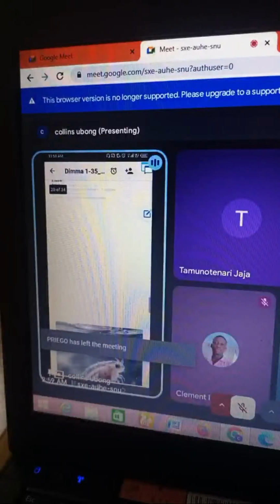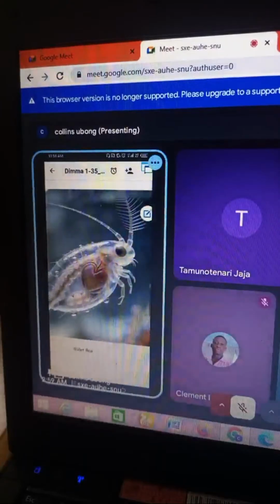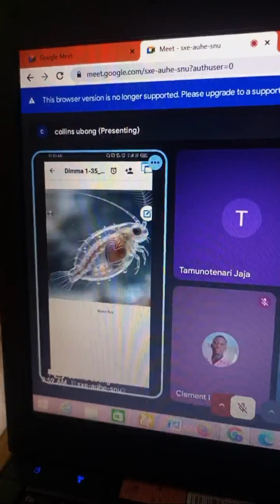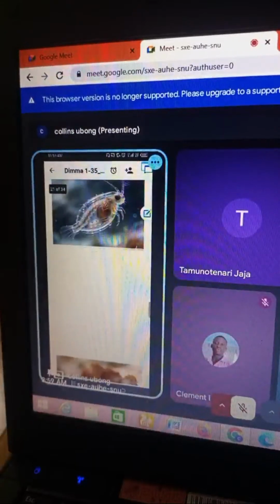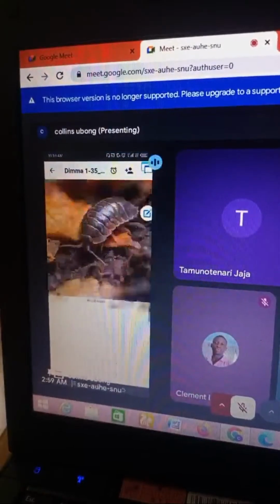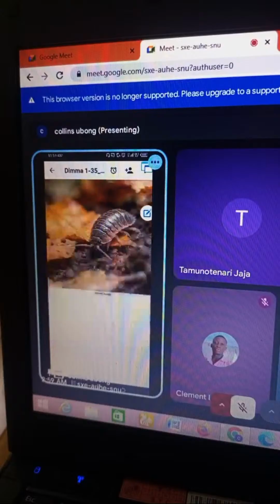For those of you that have not seen water flea before, it looks like this. This is how water flea looks like. Is it not beautiful? Therefore, woodlouse. This is how woodlouse looks like. Have you seen this? I believe you must have seen this one before. Yes, sir. This is a woodlouse.